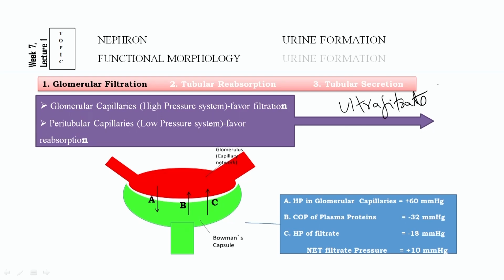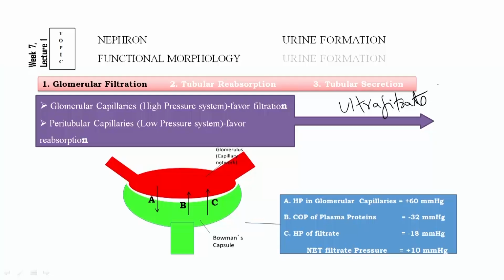Ultrafiltrate of plasma means it is devoid of cells as well as other formed elements, and also some of the particles which are anionic in nature. Because the glomerular membrane is lined with a polyanionic property, for that reason anionic complexes cannot pass through this membrane.